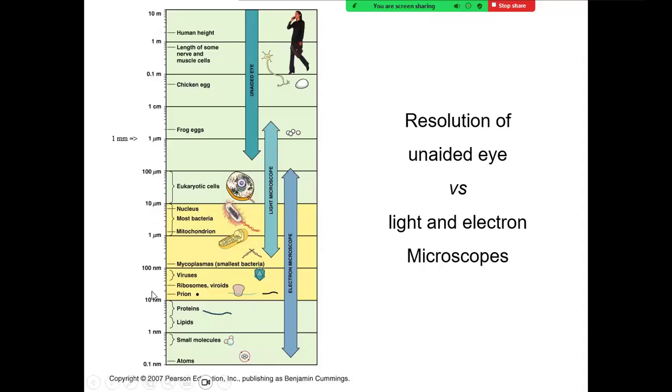Note that this graph does have an error here. You don't need to know the size of things. You only need to know the relative rank. The error in the graph is it's got 1 micrometer there and 1 micrometer there. I put in a correction there. That should be 1 millimeter right here. Any question about any of this?